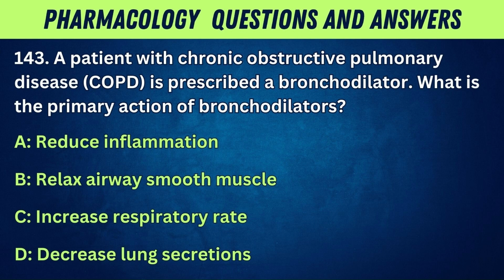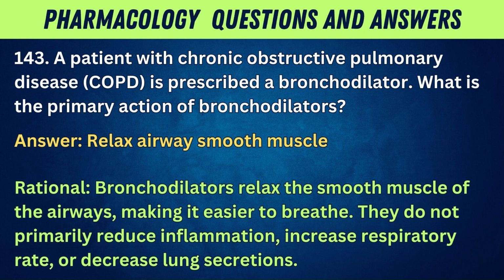143. A patient with chronic obstructive pulmonary disease, COPD, is prescribed a bronchodilator. What is the primary action of bronchodilators? A. Reduce inflammation. B. Relax airways, smooth muscle. C. Increase respiratory rate. D. Decrease lung secretions. Answer: Relax airways, smooth muscle. Rationale: Bronchodilators relax the smooth muscle of the airways, making it easier to breathe. They do not primarily reduce inflammation, increase respiratory rate, or decrease lung secretions.